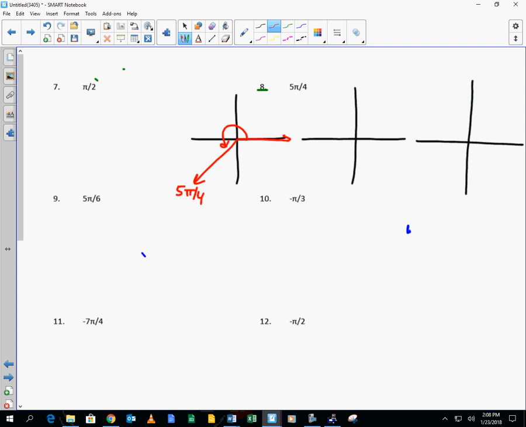If I want to find another one that's positive, what would I add to it? 360, which is 2 pi. So I take 5 pi over 4 and I add to it 2 pi, or 8 pi over 4. So that's just 2 pi with a common denominator of 4. Yes? So 5 pi over 4 plus 8 pi over 4, 13 pi over 4. And you notice that will be around more than once.